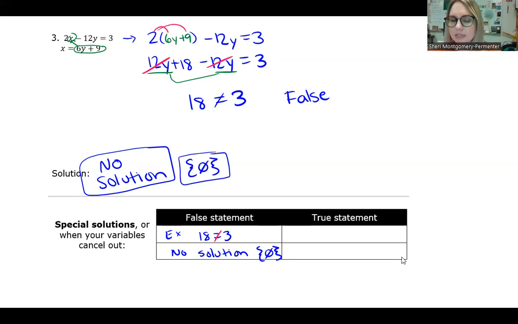A true statement. Give me an example of a true math statement. No variables. A true math statement. The variables disappeared. 3 equals 3. That is true. What is our answer when we get a true math statement? Infinitely many solutions.